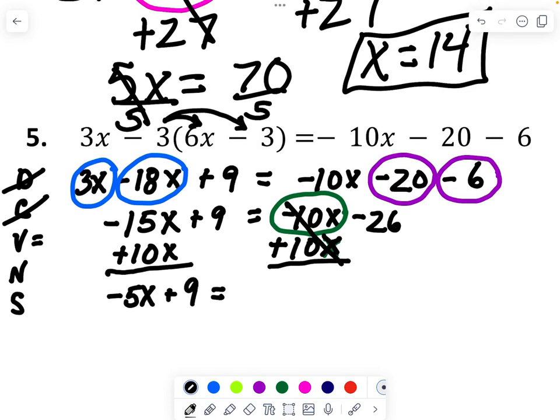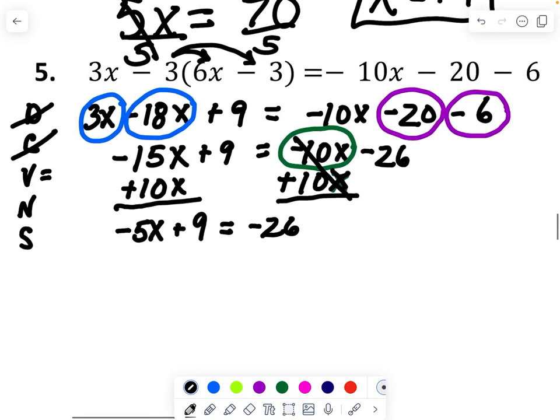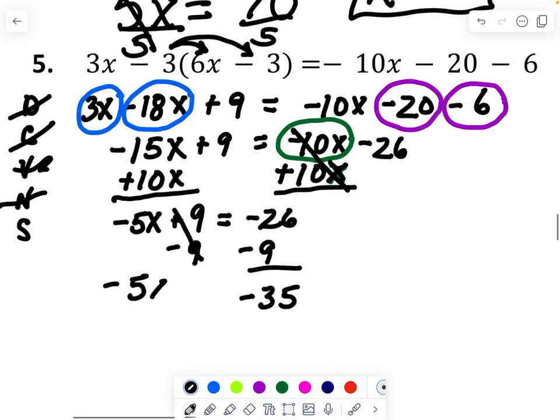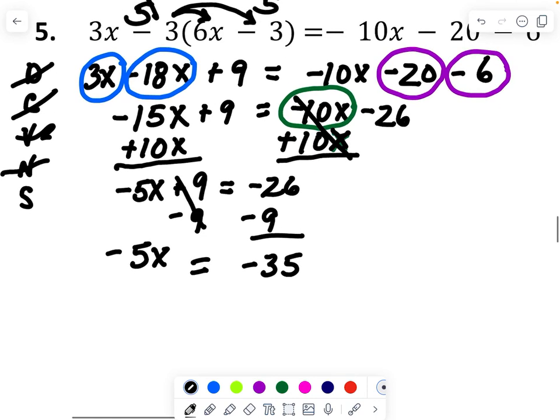Plus 9 equals negative 26. All right, no problem. So now it says let's do the numbers. So I'm going to subtract 9, subtract 9. Goes away. This turns into negative 35. And I have negative 5x equals negative 35.